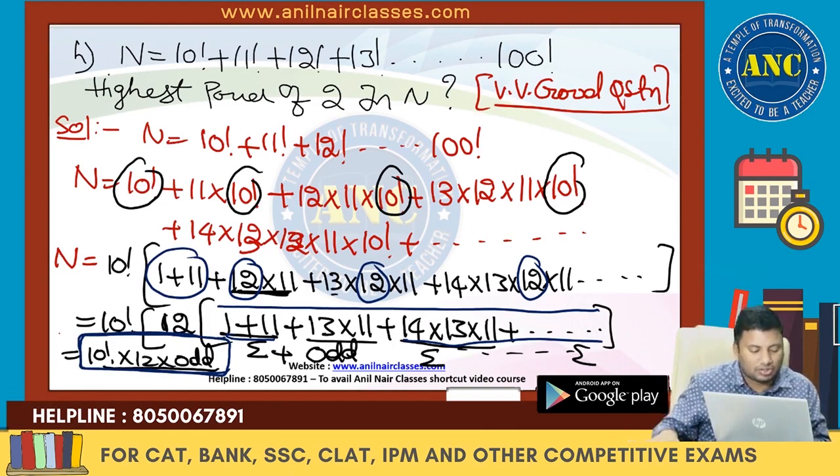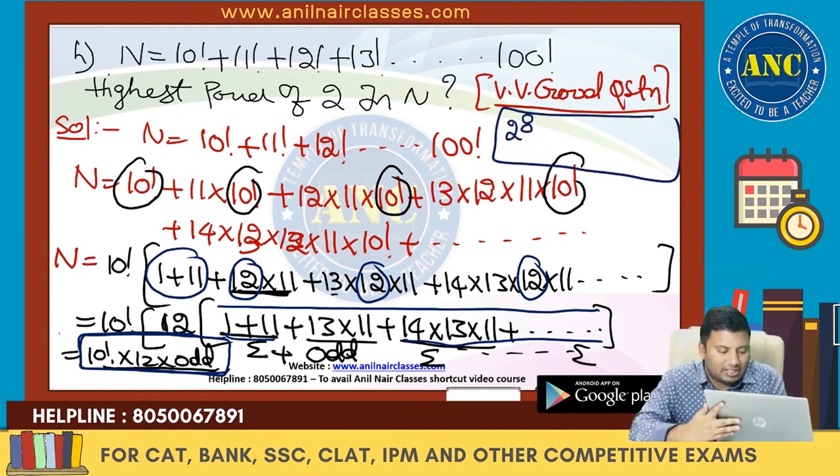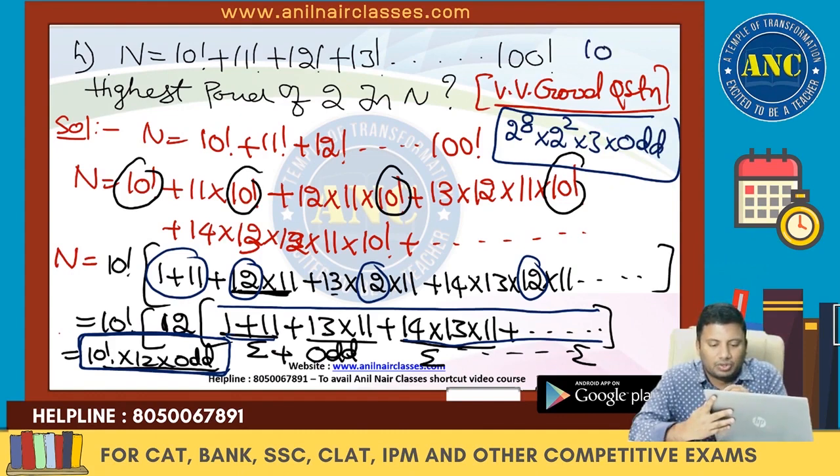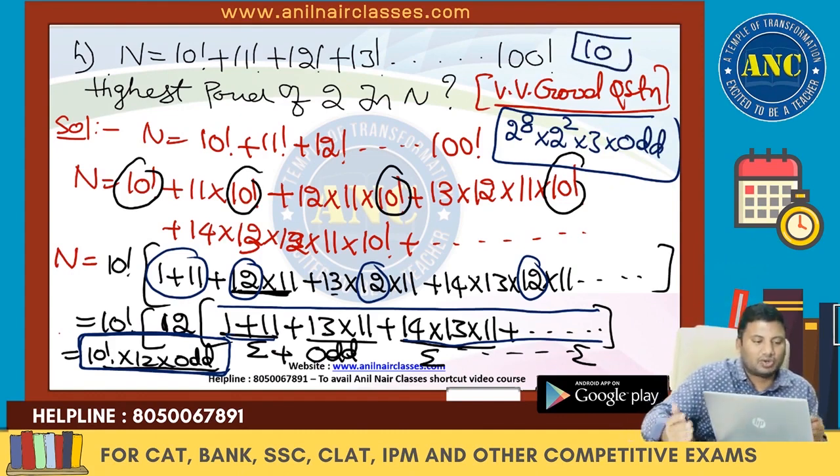12 is 2 square into 3. 10 factorial I got 8. So this is nothing but 10 factorial is 8. 12 is 2 square into 3 into odd. So 8 plus 2, answer for this question is 10. Problem number H is a very, very good question. I hope the idea is clear.